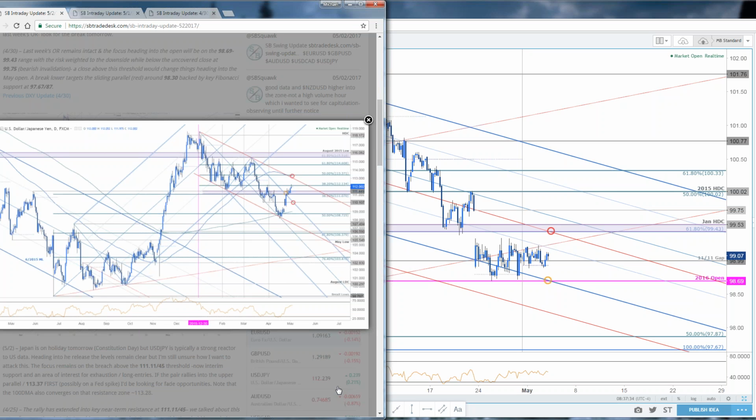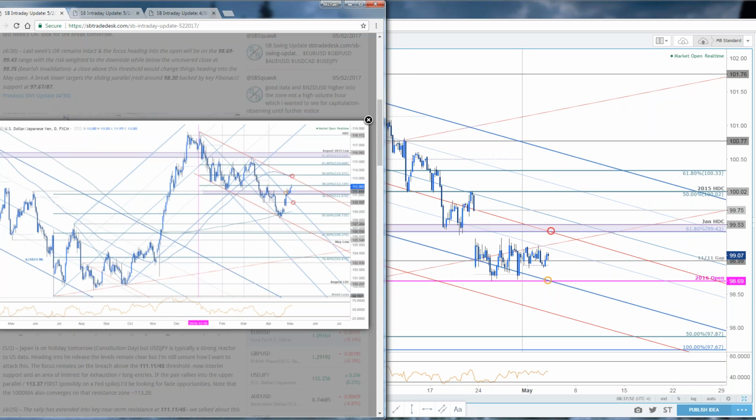This is the dollar yen daily chart. We've been talking about 111.45, 111.08, or 111.10 for weeks and weeks. That was the opening range high for last month. It also converged here last month on the upper median line parallel. Obviously, we got that break and push, and here's the advanced testing 112.34.